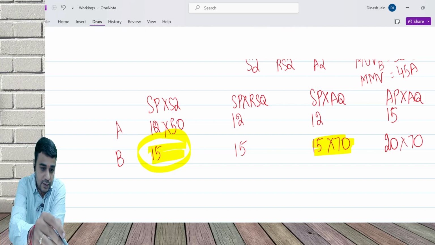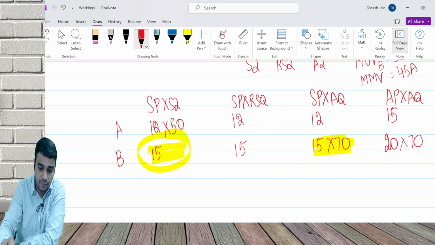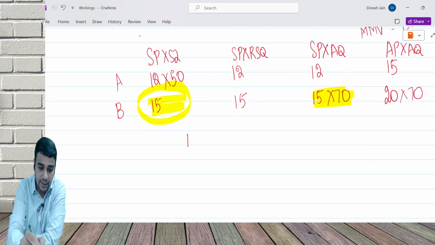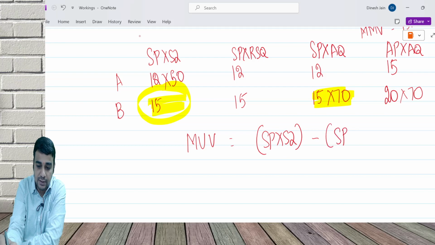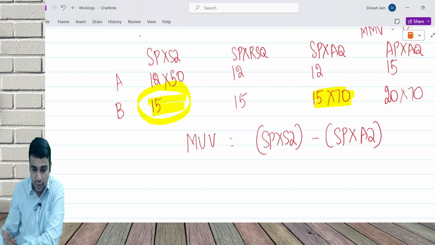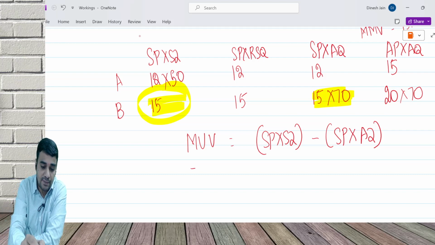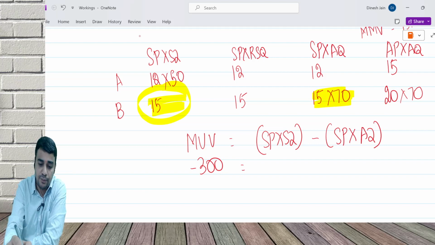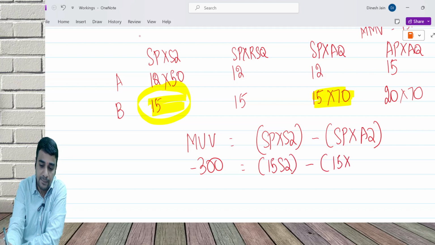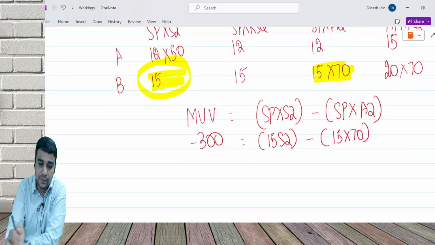So let's put that. Material usage variance is equal to SP into SQ minus SP into AQ. How much is the usage variance? 300 adverse, so write it as minus 300. In the formula, you can write only the sign. Minus 300 is equal to 15 SQ minus 15 into 70. This will give you the answer to SQ.